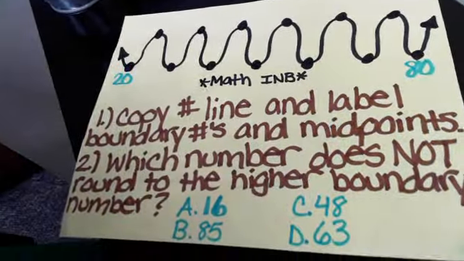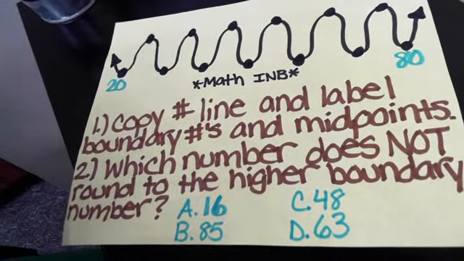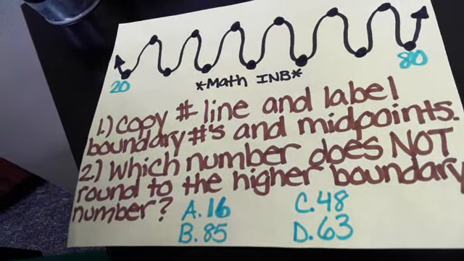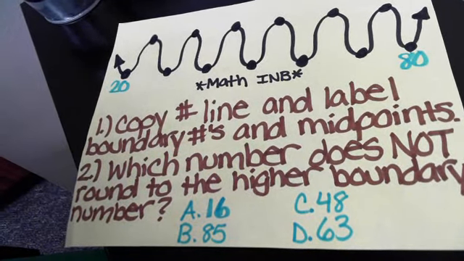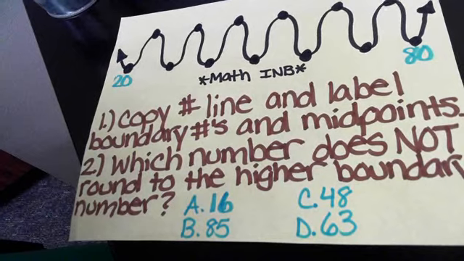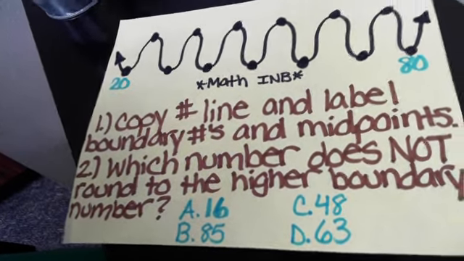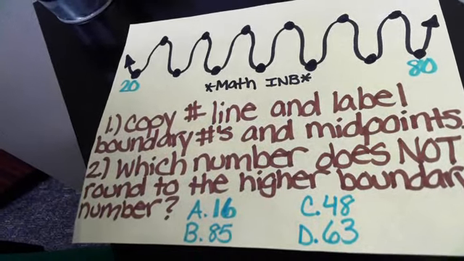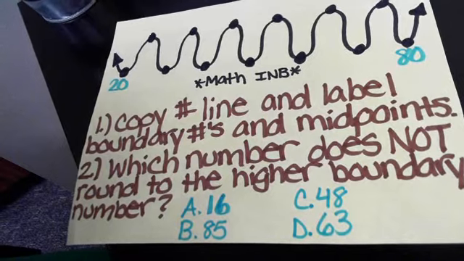And then our second one we want you to practice with is, just like we did, we want you to show those process of elimination, show us your strategies, copy this number line and label the benchmark numbers, boundary numbers, and the midpoints. And then tell us which one does not round to the higher boundary number. So go ahead and pause, put this on your paper, make sure your title's on there and your table of contents, and we will see you guys tomorrow.